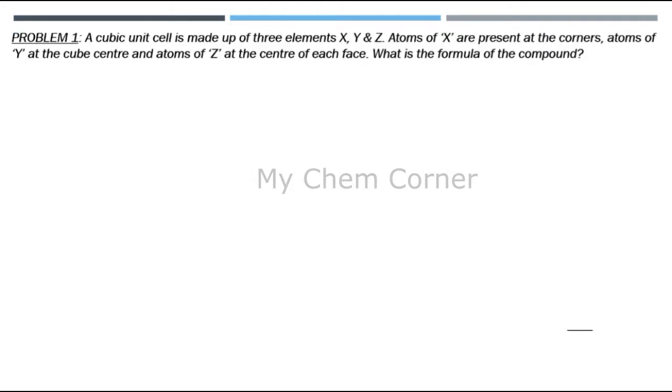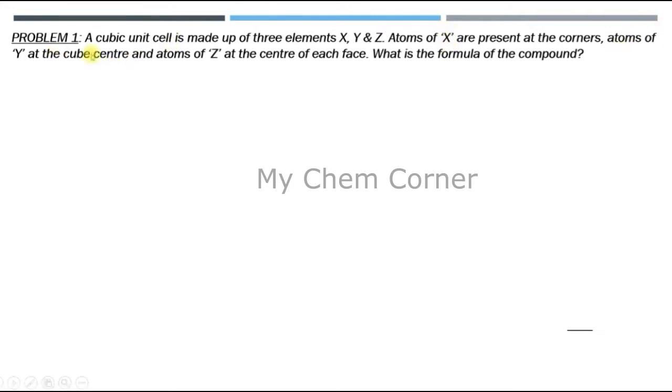We'll move into the very first problem. Question 1 says, a cubic unit cell is made up of 3 elements. So we have 3 elements here, X, Y, and Z. Now of these 3 elements, atoms of X are present at the corner. If you're sitting in a room, you can imagine that each corner of the room is occupied by atoms of X.